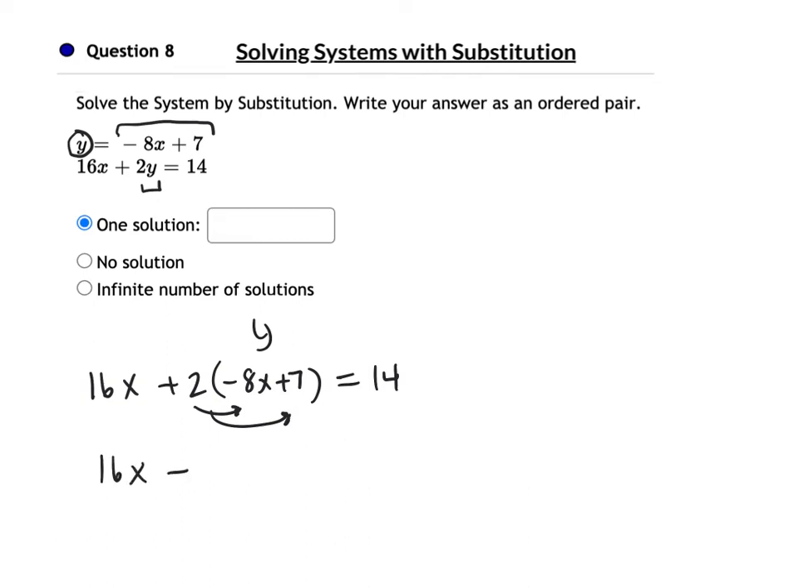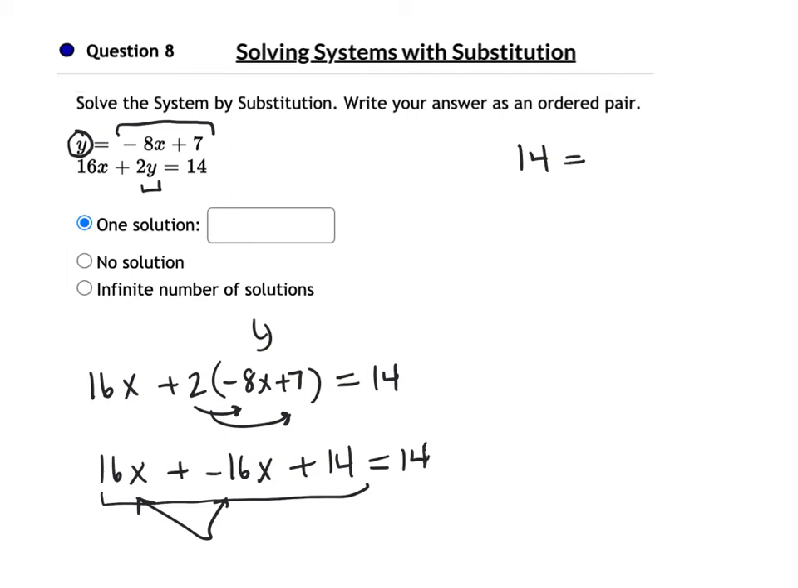16x plus -16x plus 2 times 7 is 14 equals 14. Simplify. Right here, 16x plus -16x is 0. That leaves us with 14 equals 14. This is a true statement, which again is a clue to the solution.